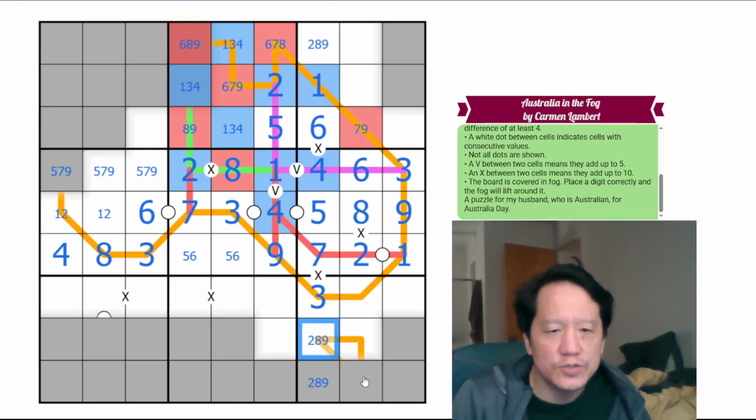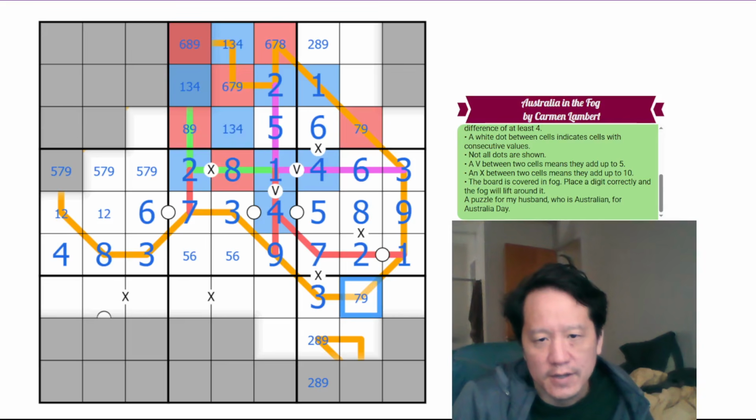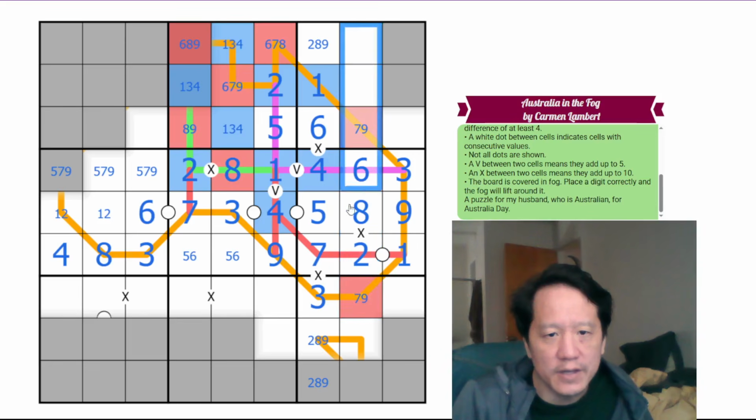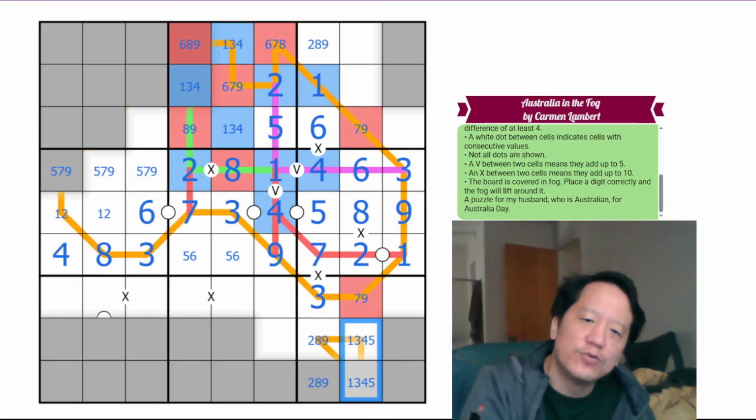2, 8, or 9. 1 and 3 have to be next to 7, 8, or 9 here. Cannot be 8, so it's 7, 9. We now have a 7, 9, 7, 9 pair in column 8, which eliminates 7 and 9 in the rest of the column. That leaves the remaining digits as 1, 3, 4, and 5.